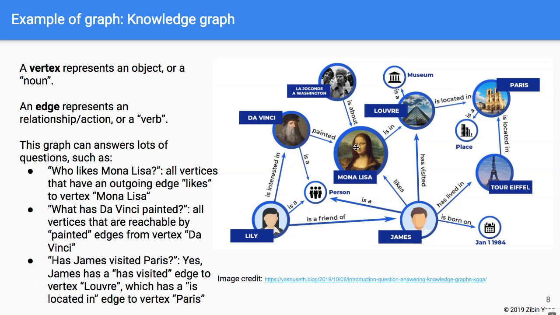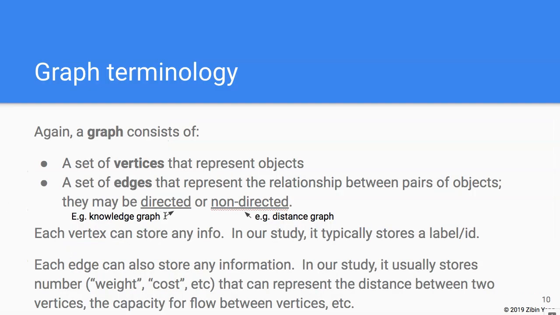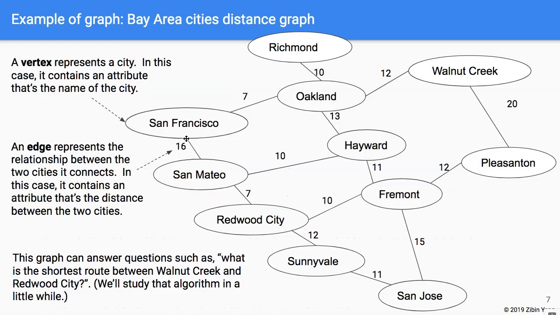Because Da Vinci painted Mona Lisa, but Mona Lisa did not paint Da Vinci, right? So there are graphs in which direction matters, and then there are graphs in which the direction does not matter, such as the distance graph. In this case, San Francisco is the same distance from San Mateo as San Mateo is from San Francisco, right?